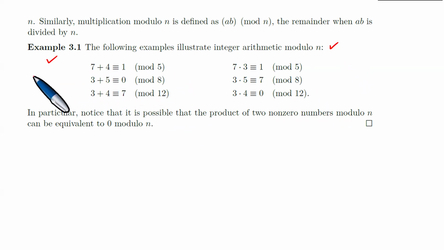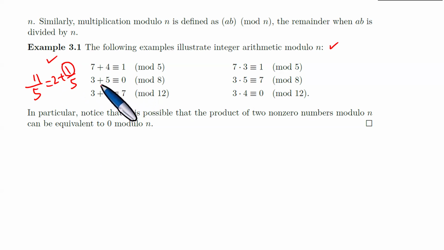But now, if you take 11 and say modulo 5, we need to look at the remainder when 11 is divided by 5. We know that 5 goes 2 times into 11, with 1 left over. So 1 is the remainder, so 7 plus 4 is actually equivalent to 1 modulo 5.